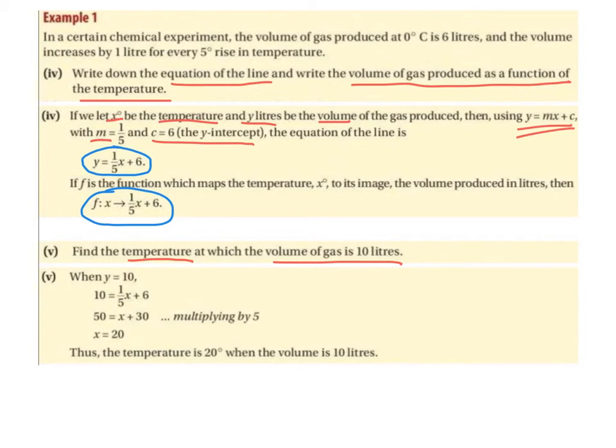We multiply across by 5 to get rid of the fifth. So 10 multiplied by 5 is 50. A fifth x multiplied by 5 just gives us x. And 6 multiplied by 5 gives us 30. So then 50 equals x plus 30. So 50 minus 30 will give us x, and 50 minus 30 is 20. Thus, the temperature is 20 degrees when the volume is 10 litres.